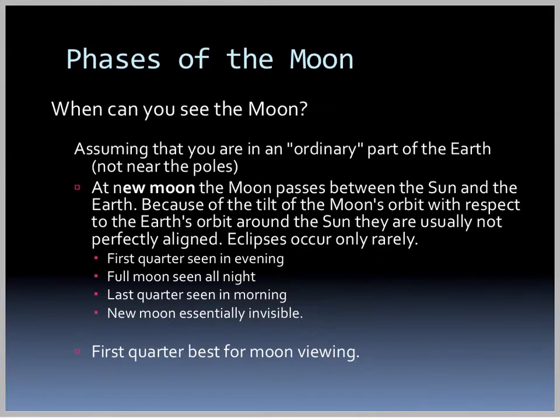So when can you see the moon? Assuming that you're in an ordinary part of the Earth, not near the poles. So at new moon, the moon passes between the sun and the Earth, but because of the moon's orbit with respect to the Earth, they're usually not perfectly aligned, so eclipses occur only rarely. First quarter is seen in the evening, a full moon is seen all night, last quarter moon is only seen in the morning, and a new moon is essentially invisible. If you ever want to use a telescope to view the moon, first quarter is the best for looking at the moon.